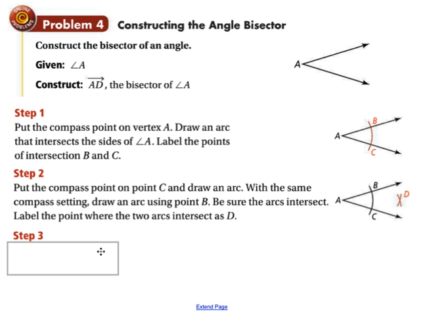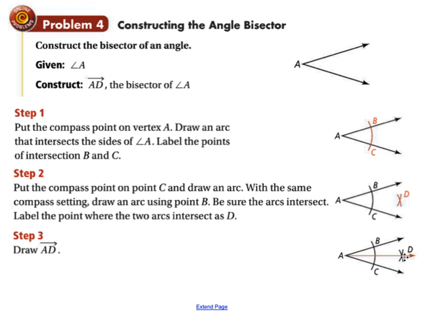The last step is to connect the intersection point that we just found up here with the vertex A, and that ray that we just made, ray AD, is the angle bisector of angle A.